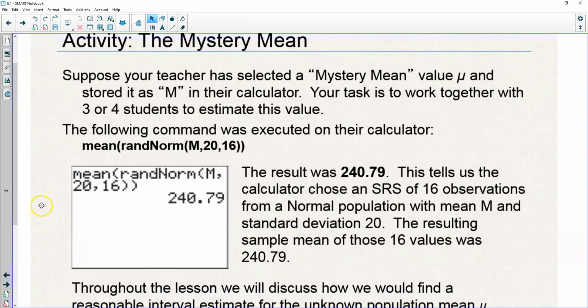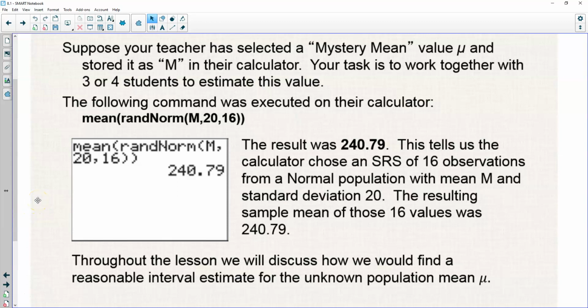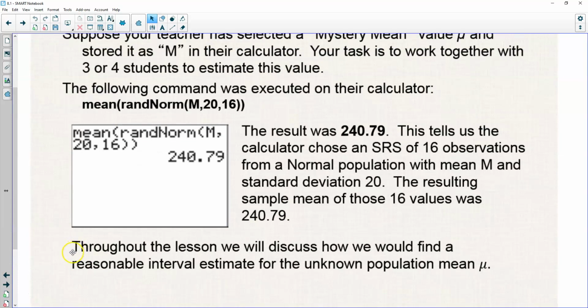Okay, so this is kind of in theory. Let's say that we're trying to estimate some sort of mean. We know the standard deviation, we know what our sample size is. We have sample size of 16, standard deviation of 20, but we don't know what our mean is. So there is a way that we could have that stored on a calculator and just find the mean of a whole bunch of samples of the same size with the same standard deviation to estimate what that mean is. And here we have a mean of 240.79. So what we're going to try to do is figure out, using confidence intervals in this section, how can I figure out a more precise estimate or a range of estimates for what this mystery mean is.